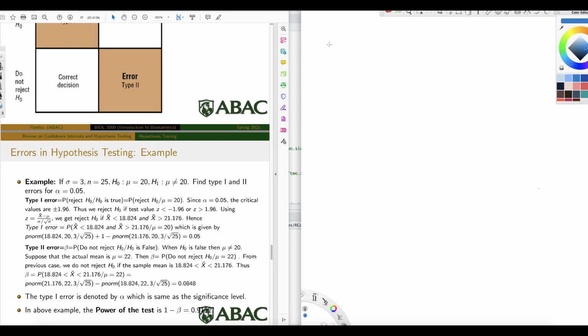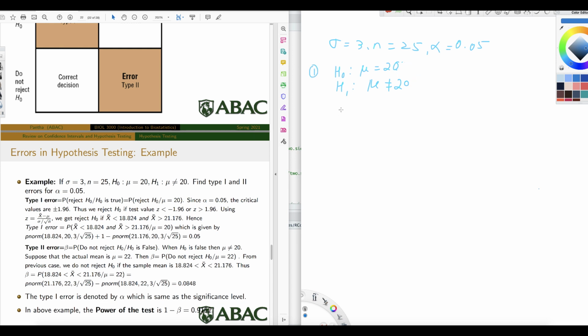Sigma is given as 3, n is 25, and alpha is 0.05. You are testing for the mean. H0 is mu equals 20 and H1 is mu not equal to 20. This is a two-tailed test, right?